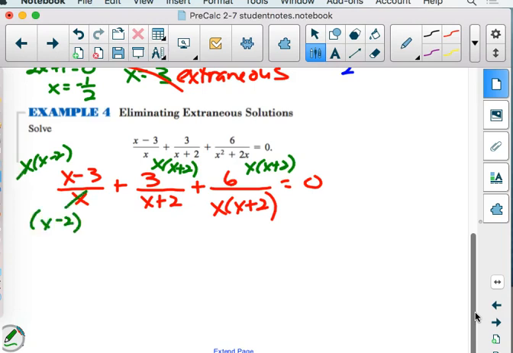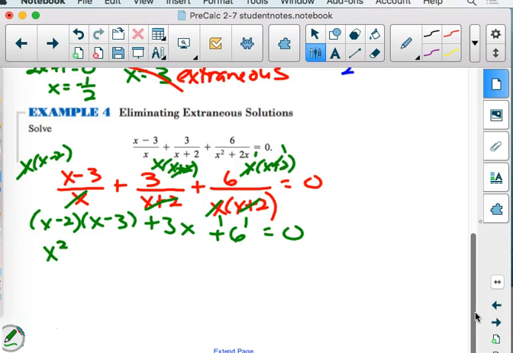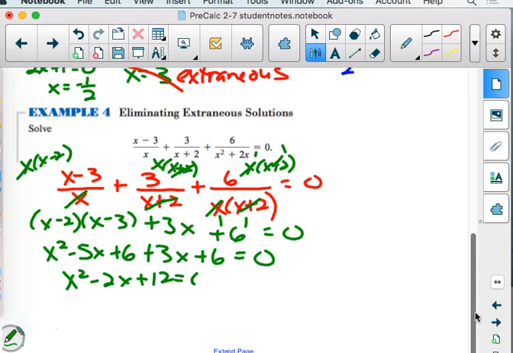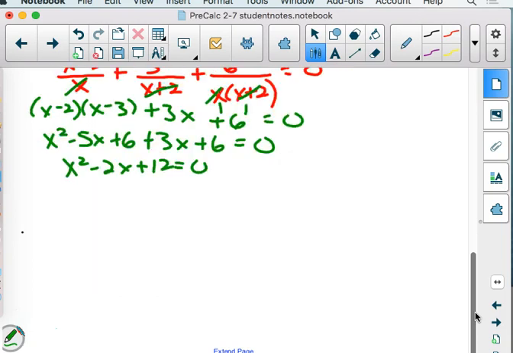We have x minus the quantity x minus 2 times the quantity x minus 3. Here the x plus 2's are gone. We'll have 3x. Here they're all gone. Lots of ones all over the place. And then we'd have to do some FOIL and see if we can put all of this mess together. So minus 3x minus 2x will be minus 5x plus 6 plus 3x plus 6 equals 0. And then we have x squared minus 5x plus 3x will be minus 2x plus 12. Whoops.